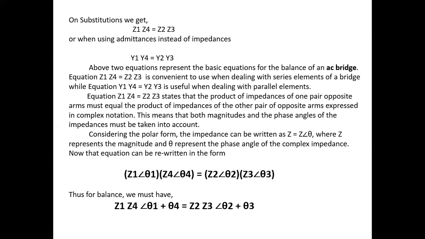Then the general equation becomes Z1 at an angle theta 1 into Z4 at an angle theta 4 is equal to Z2 at an angle theta 2 into Z3 at an angle theta 3. Thus, for balance, we must have Z1 Z4 at an angle (theta 1 plus theta 4) is equal to Z2 Z3 at an angle (theta 2 plus theta 3). This is the general equation of AC bridges at bridge balance.